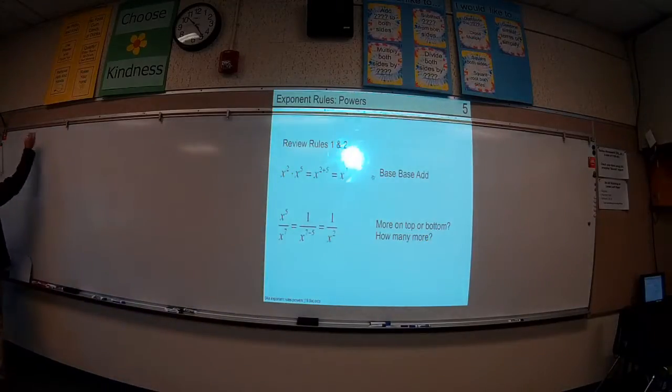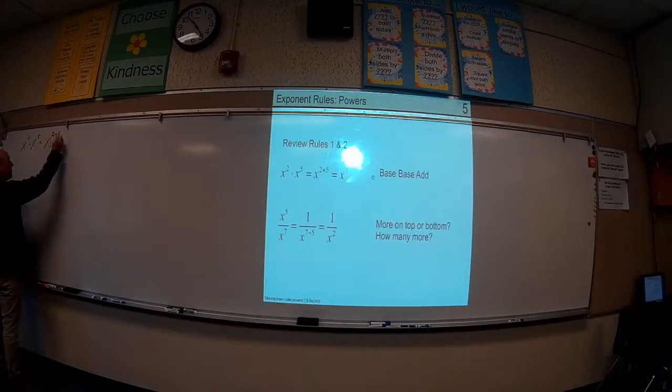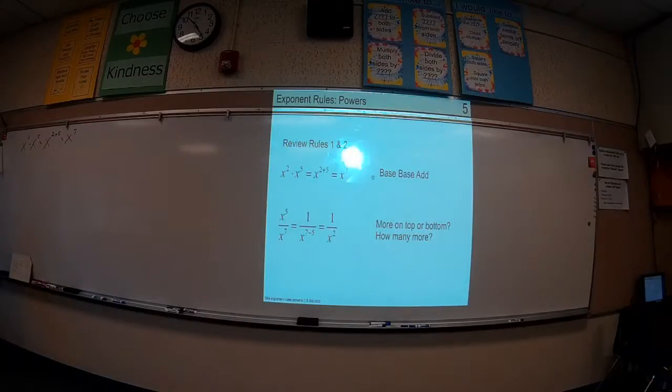So in your notes, x to the second times x to the fifth equals x to the 2 plus 5, which is x to the 7. And that's base add.